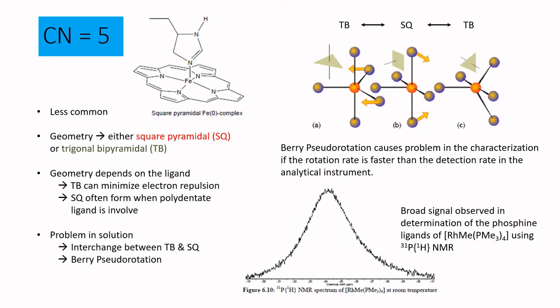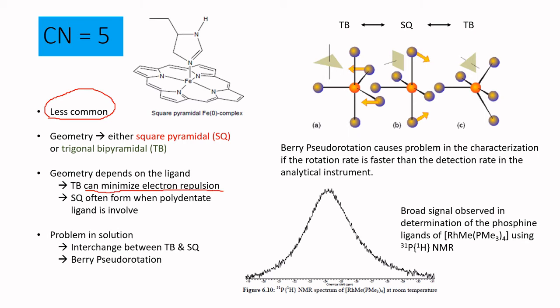Okay, now we have coordination number of 5. Coordination number of 5 is less common, and it can show two geometries: either square pyramidal or trigonal bipyramidal. The geometry also depends on the ligand. Between these two, trigonal bipyramidal is the more stable geometry because the arrangement of the ligands can minimize electron repulsion.